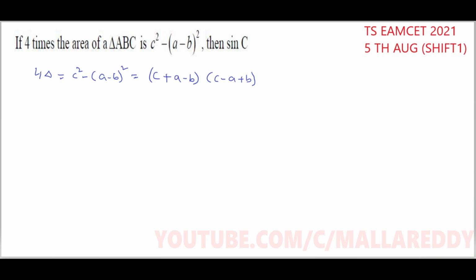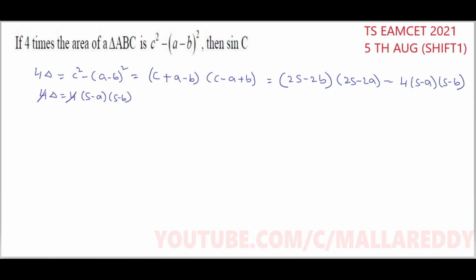Here c plus a value is 2s minus b. 2s minus b minus b, that is 2s minus 2b. Here c plus b value is 2s minus a and minus a, that is 2s minus 2a. That is, take 2 common, here 2 common, that is 4 into s minus a into s minus b. That is 4 delta is equal to 4 into s minus a into s minus b.